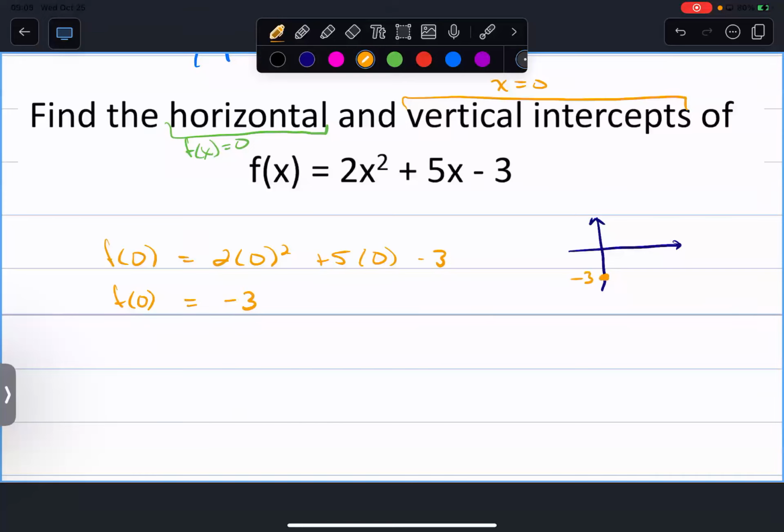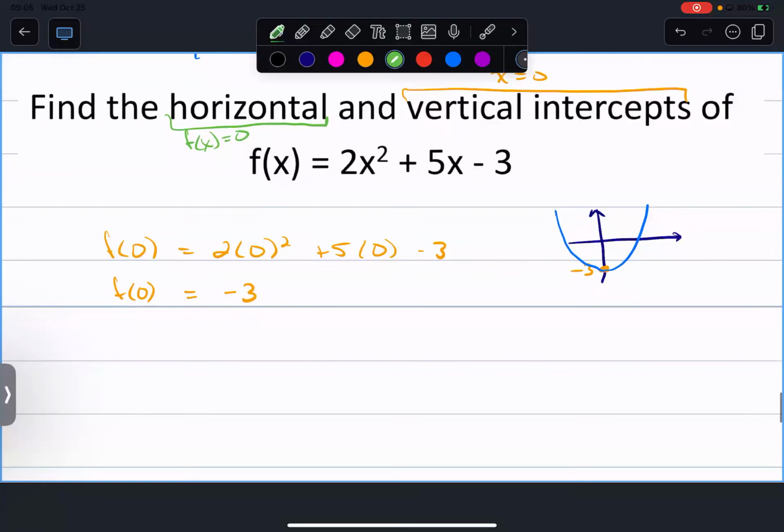It's facing up, right? Because 2 is positive, so the coefficient on x squared is positive, and so it's facing up. So I already know I'm going to have solutions. In fact, I should have 2 solutions. Why? Because it's going to look something like this, right? So I'm expecting to have 2 horizontal intercepts.